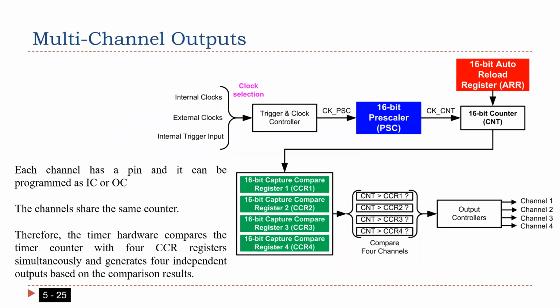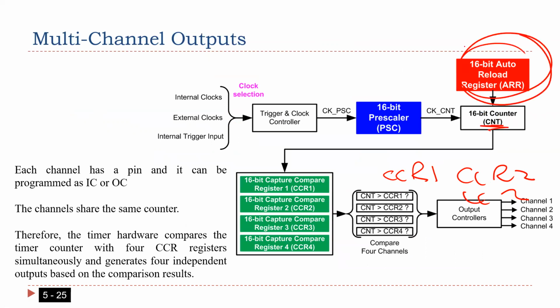One more thing: we have several channels, and every channel has its own CCR. So we have CCR1, CCR2, CCR3, CCR4. If you have 4 channels, every channel has its own CCR. However, all of them share the same counter. That's why we have only one CNT. CNT is a register that gives you the current count. All of them have the same ARR.